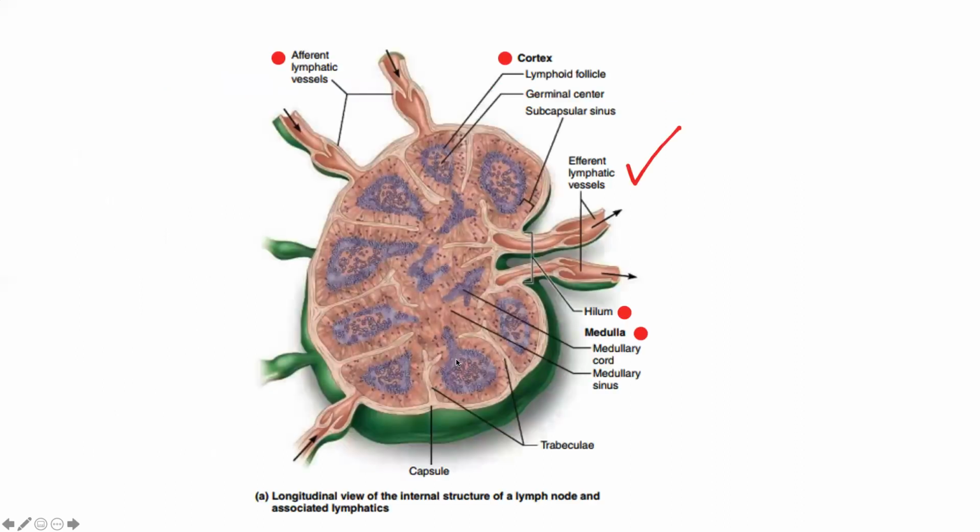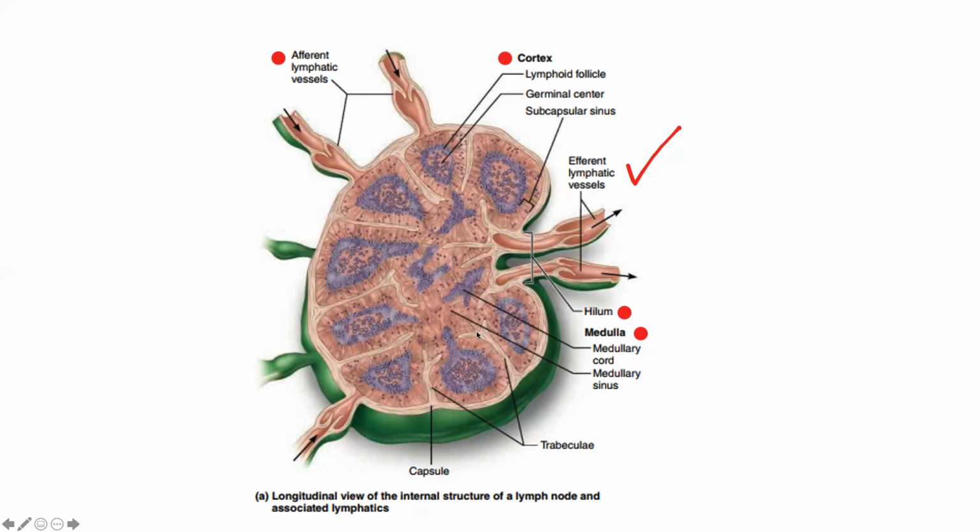Let's look at the lymph nodes. Now we can see the afferent lymphatic vessels entering into the lymph node, and after the filtration by the lymph node, the lymph will continue into the efferent lymphatic vessels here. And now we can see the outer connective tissue, which we call the capsule. The capsule enters into the lymph node, separating it into segments. These are called trabeculae.